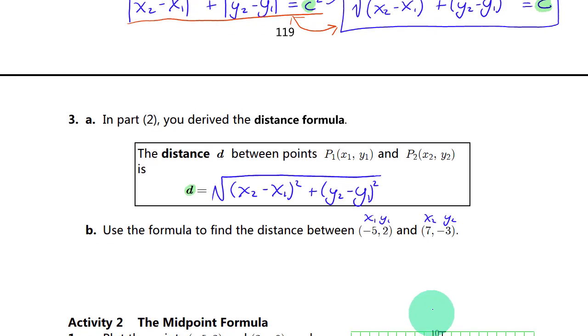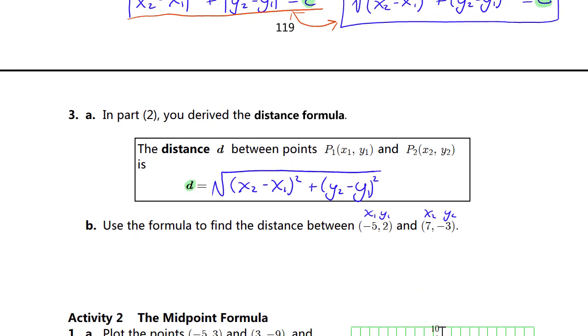All right, so here's how to do this. This distance is going to be the square root. I'm going to replace the x2 with 7 minus x1, which is minus negative 5. So that's the x2 minus x1 squared, plus y2 minus y1 squared, negative 3 minus 2 squared. Let's work this all out.